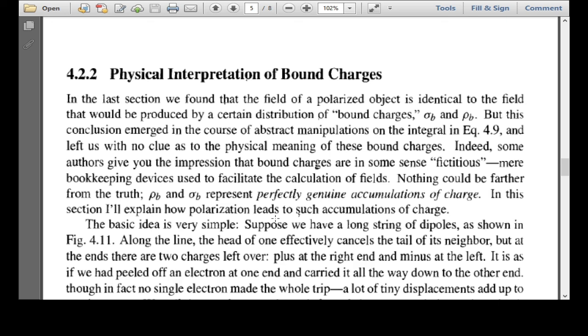So basically what we will study in the next class is the physical meaning of the bound charges. What happens after polarization is that bound charges are produced. What do we really mean by bound charges physically, and how can we interpret them in terms of physics? That we will discuss in the next class.